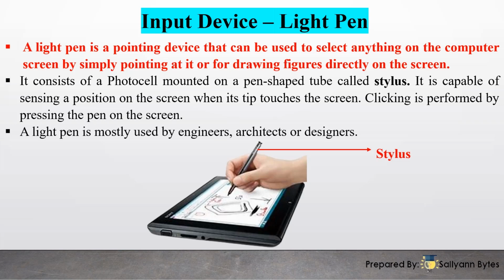It consists of a photocell mounted on a pen-shaped tube called stylus. It is capable of sensing a position on the screen when its tip touches the screen. Clicking is performed by pressing the pen on the screen. A light pen is mostly used by engineers, architects, or designers.